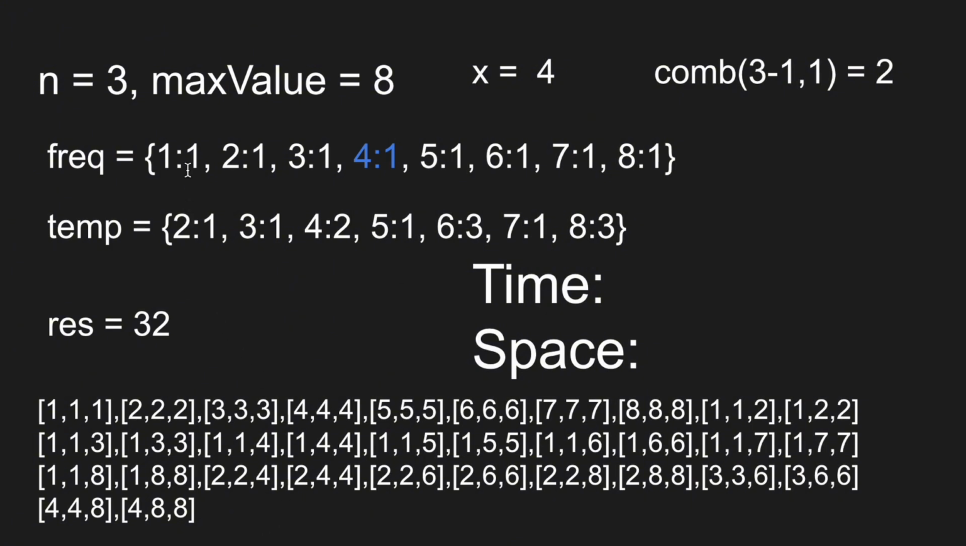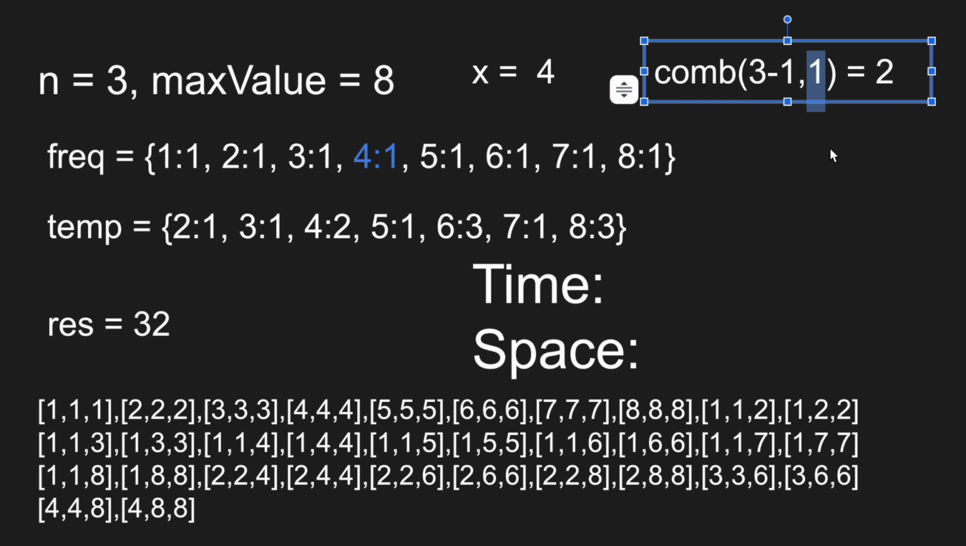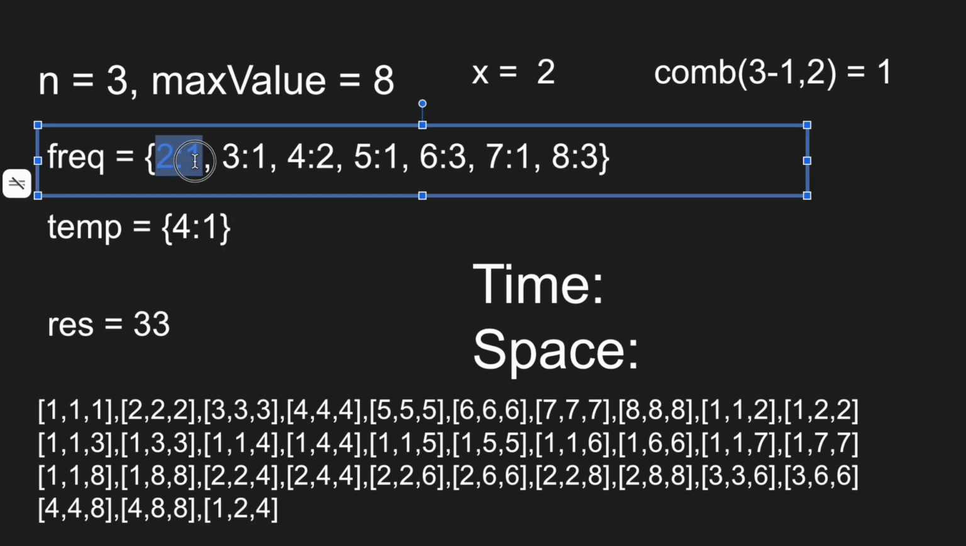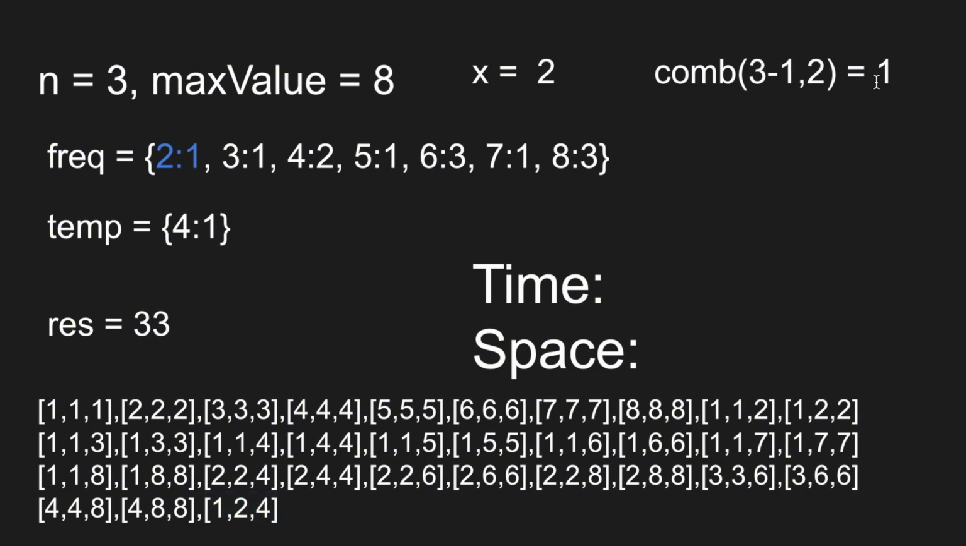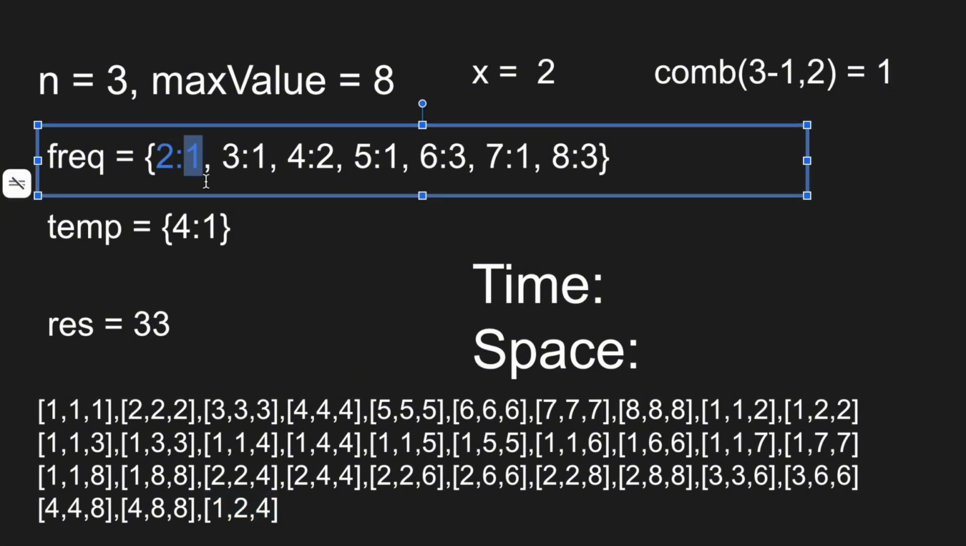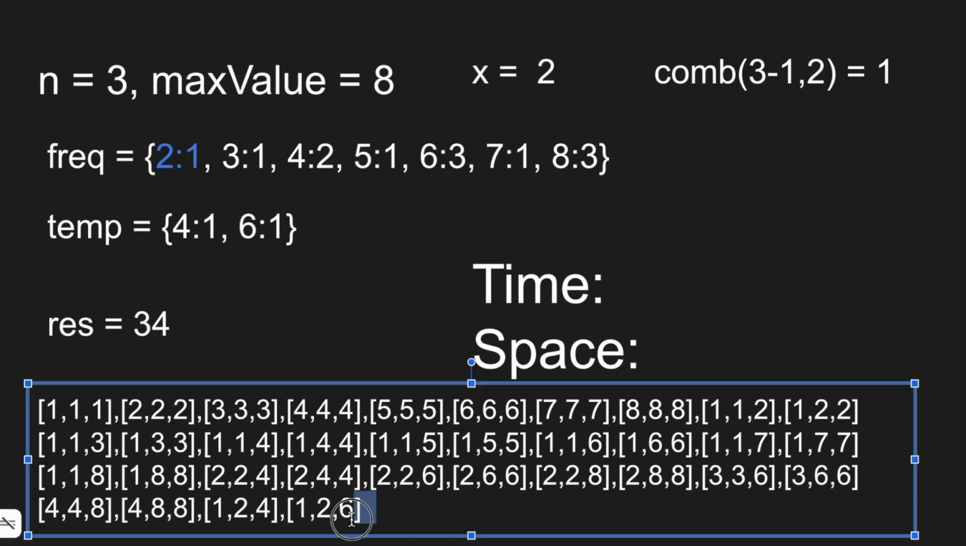So now we will set frequency to this new temp array, and then we will search for the combinations that we can make with 2 changes. So first, we start at 2. And as we can see, 2 changes here. So we update result to 33. And 1 times 1 is 2. And 2 times 3 is equal to 6. So we can reach 6 in one way.